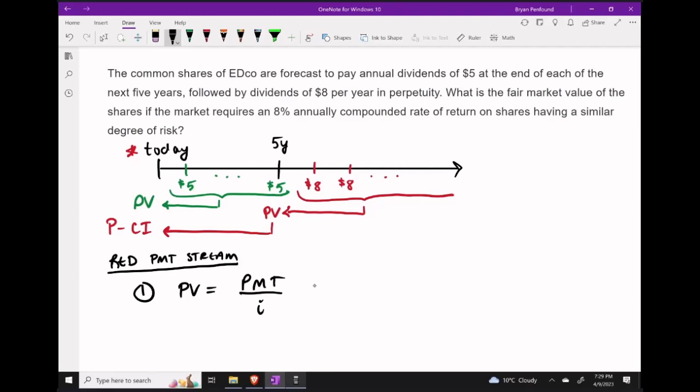Here, we have end of year payments of $8, and we have an 8% annually compounding rate. So let's take 8 and divide by 0.08. Dividing these two numbers gives a PV of $100.